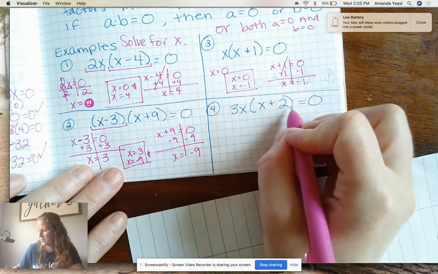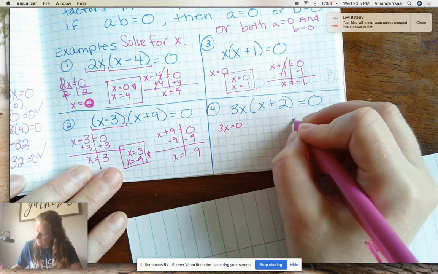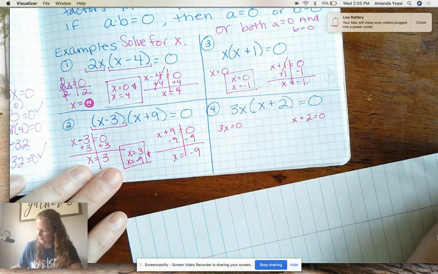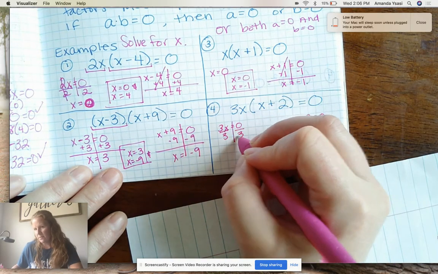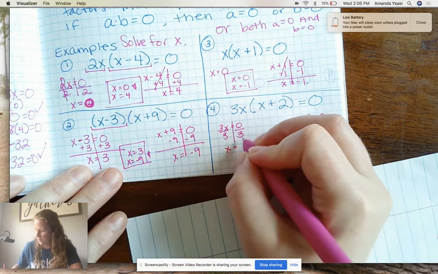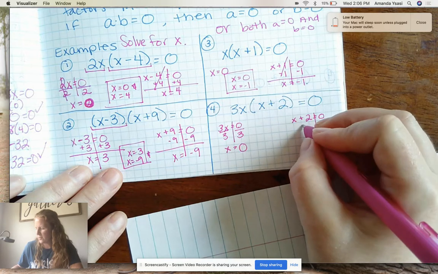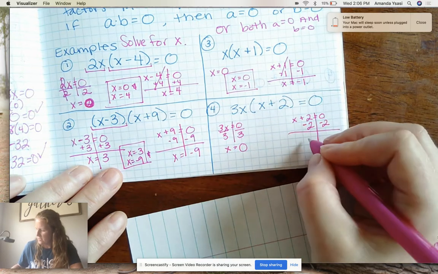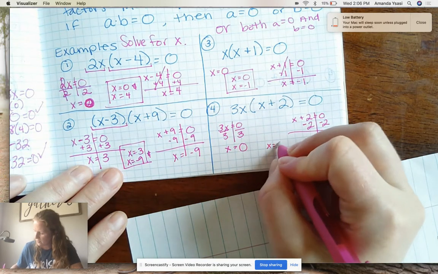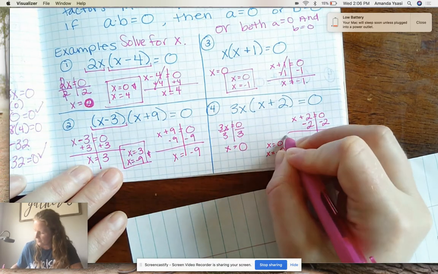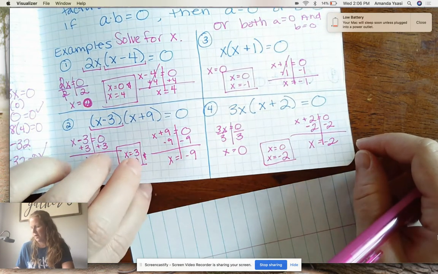Okay, let's go to the next one. 3x times x plus 2 equals 0. So we set 3x equal to 0 and x plus 2 equals 0. So this is multiply, so the opposite would be to divide. So x equals 0 divided by 3 is 0. x plus 2 equals 0, so I'm going to subtract 2 from both sides. So x equals negative 2. So here are my two solutions. So we'll write x equals 0, x equals negative 2. Okay. So that is solving polynomials in factored form.